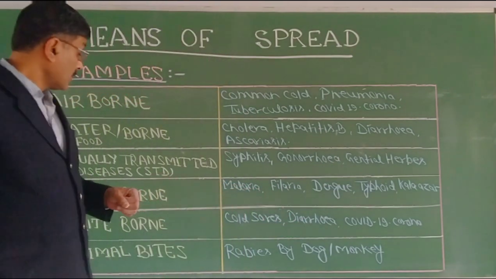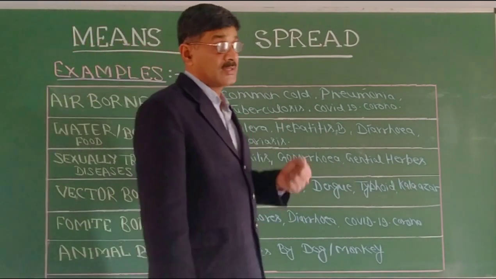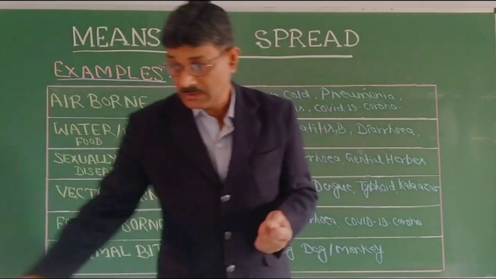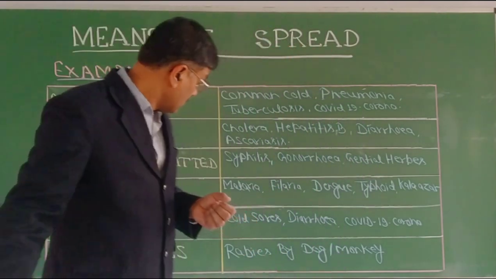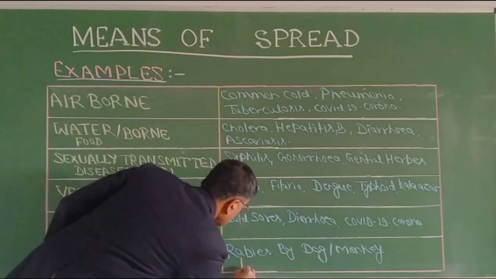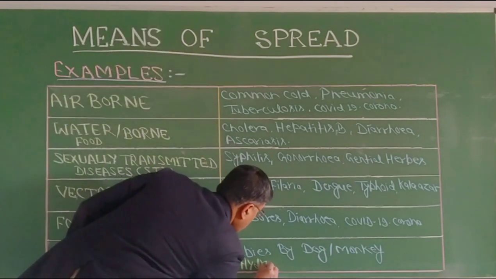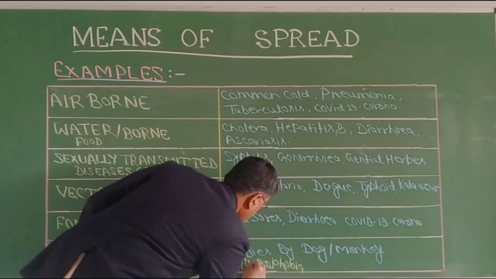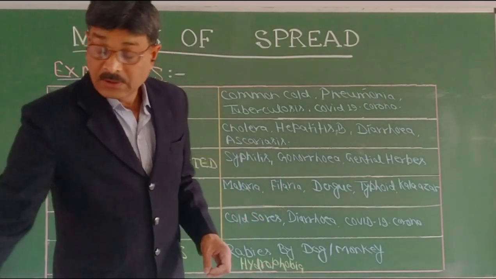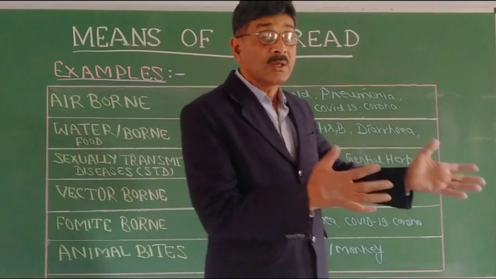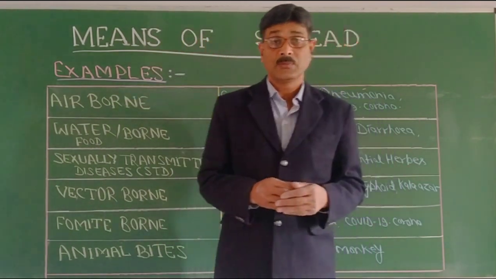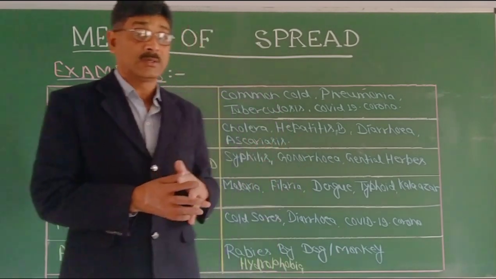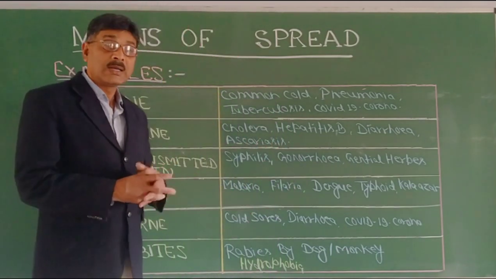And through animal bite, rabies, this is also termed as hydrophobia. The name of the disease, rabies, is also hydrophobia. That means the patient will fear of water because they will feel problem even in drinking water. So it is also termed as hydrophobia.